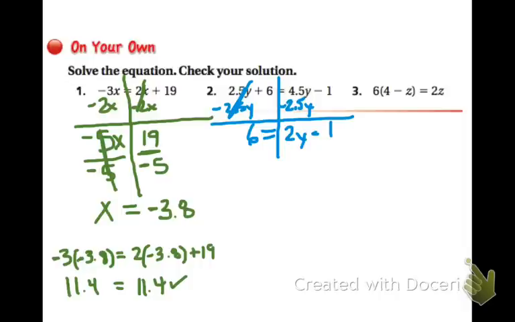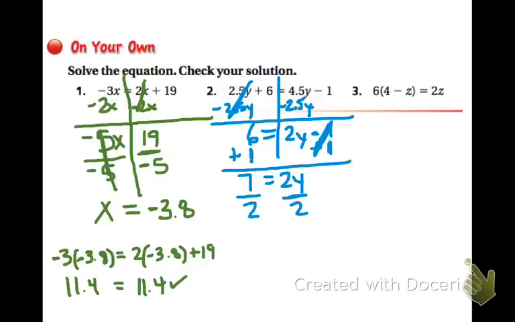Again, still working with the side with the variable. We want to add 1 because we want to move that constant to the other side. Negative 1 plus 1 is 0. 6 plus 1 is 7. Okay, now we're going to undo that multiplication, dividing by 2. So 7 halves, right? 7 divided by 2 is 3.5 is equal to y. And you could check your work to make sure that you got it right.